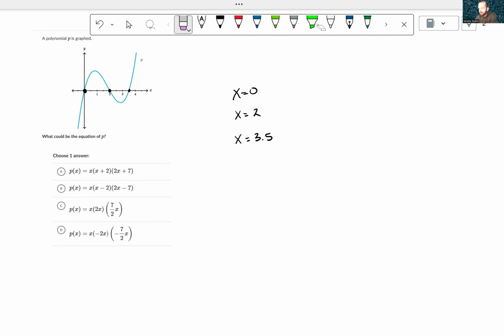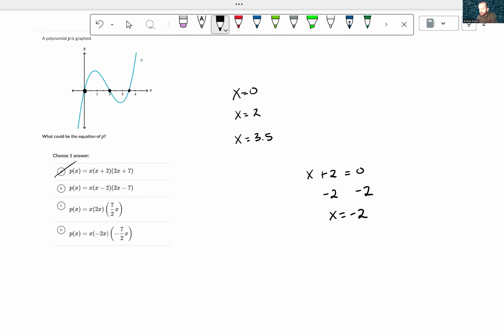Now, when we look at the second part, we set these binomial factored groups equal to 0. So for this first answer choice A, we would say x plus 2 equals 0. And we subtract 2 on both sides, we'd get x is negative 2. Now that's not correct because x equals positive 2 is one of our answer choices. So we can cross that out.